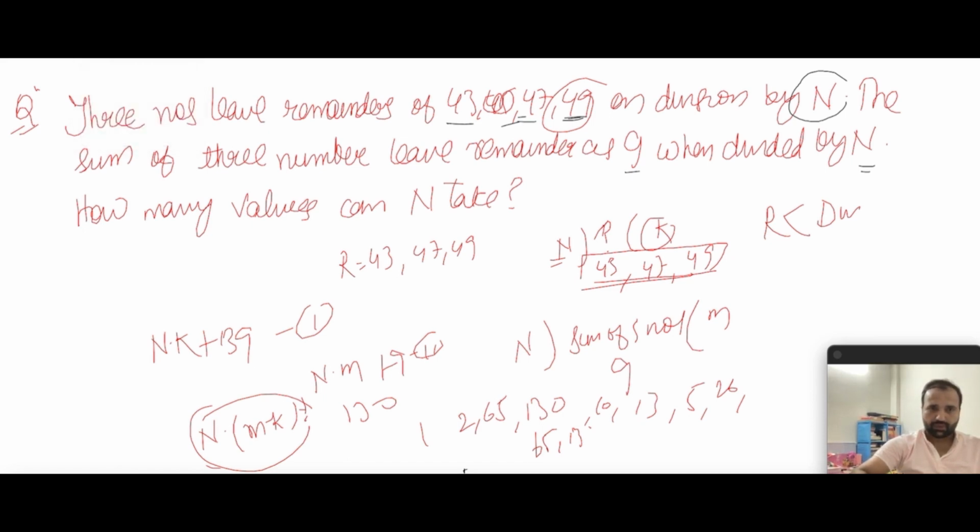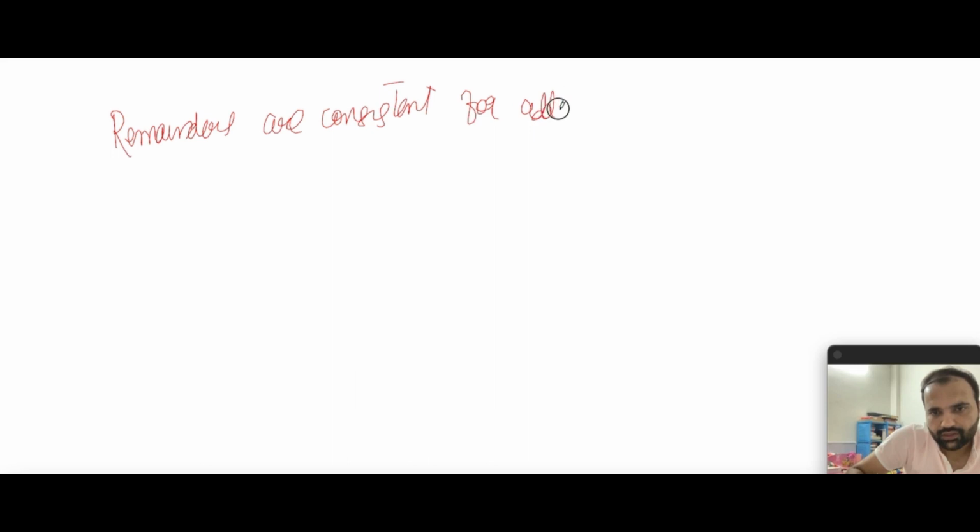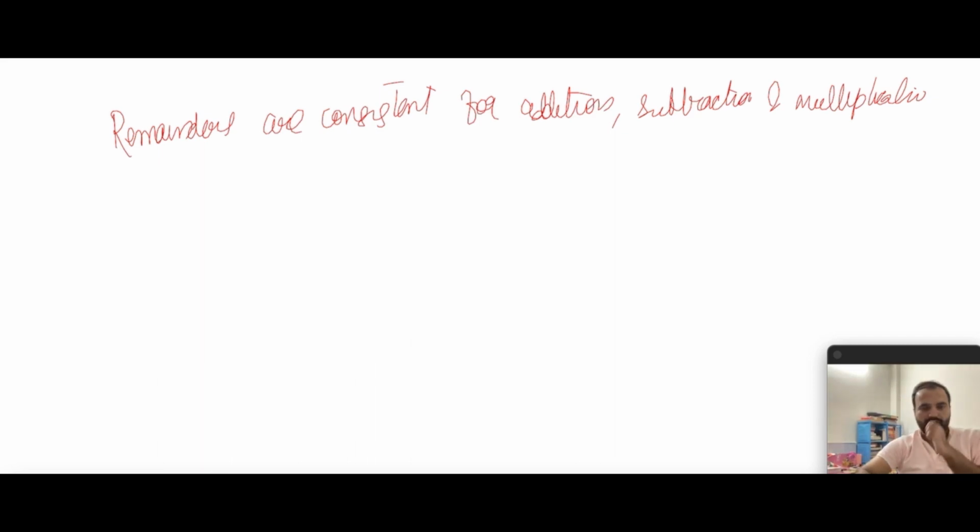This is a very good question based on concept. The concept is very clear, I'm writing it over here, that remainders are consistent for addition, subtraction, and multiplication. I have given you an example as well. You can refer to that example for understanding this, that nothing changes.